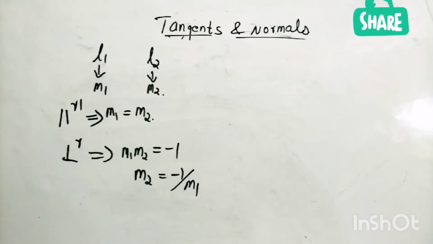Suppose it is given that our two lines are parallel, that means the slopes of the two lines are equal. Or if the two lines are perpendicular, then the slope of one is the negative reciprocal of the slope of the other.